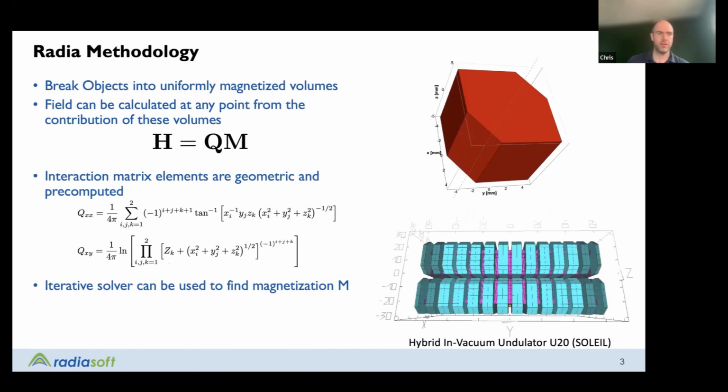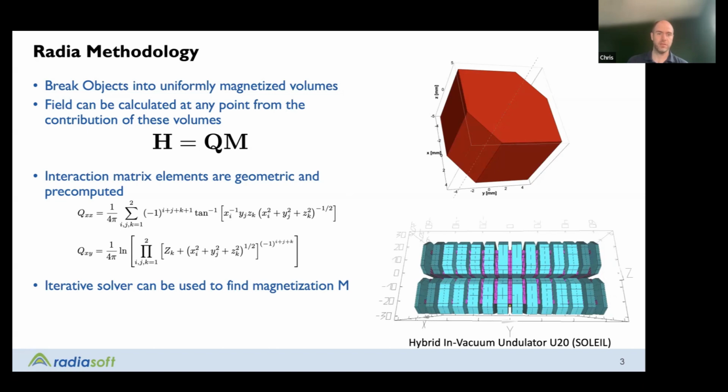So just at a real high level, I'll run through the method that Radia uses to actually find the magnetization and fields. It's going to break up all the objects in your simulation into uniformly magnetized volumes, so generally just polyhedra, like the example shown here on the right. And then you can calculate the field at any point in your domain based upon an interaction matrix Q here and the matrix of magnetizations of all of these volumes.